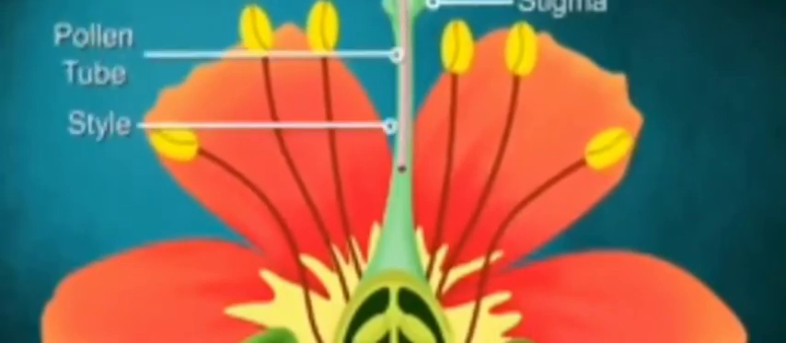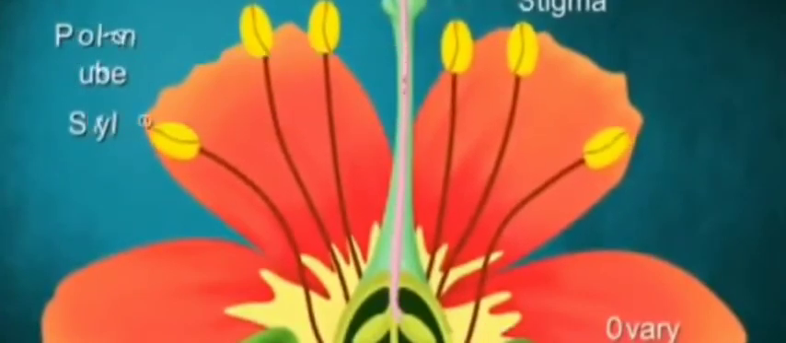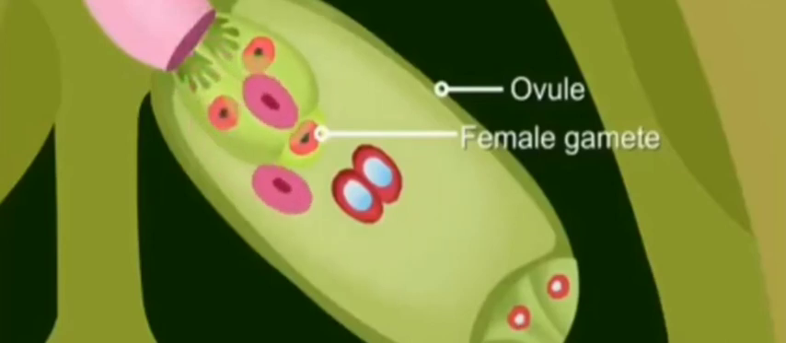Pollen grains land on the stigma either by cross or self-pollination, and these pollen grains travel through the style and reach the ovary. In the ovary, there are ovules which fuse with pollen grains to form the zygote. That process is called fertilization.